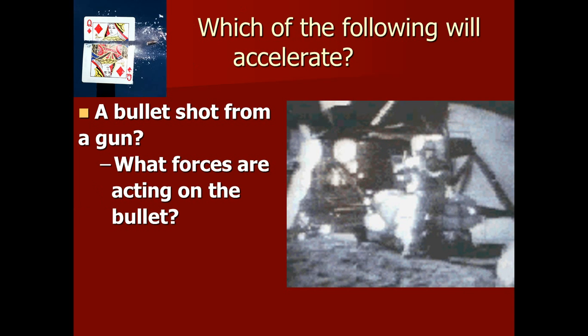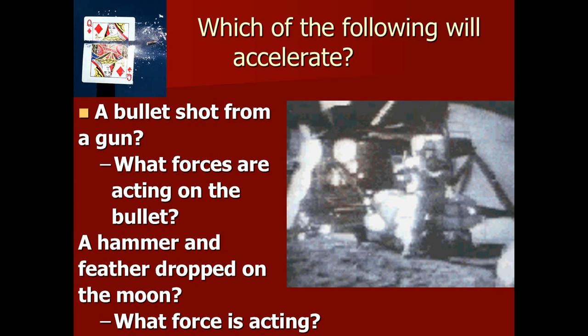Will a bullet shot from a gun accelerate? What forces are acting on that bullet? Well, if you think about it, a bullet is eventually going to come back down because it's being pulled down to the earth by gravity. It's also experiencing friction from air resistance as it travels through the air. So will it accelerate? Yes, it's going to slow down and eventually stop because of the forces acting on it.